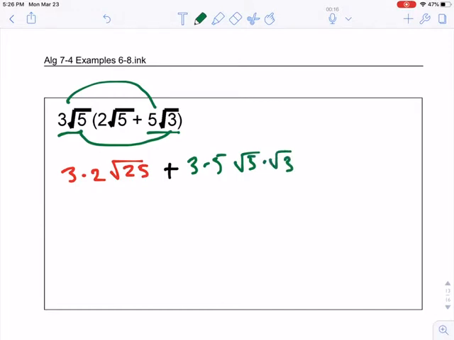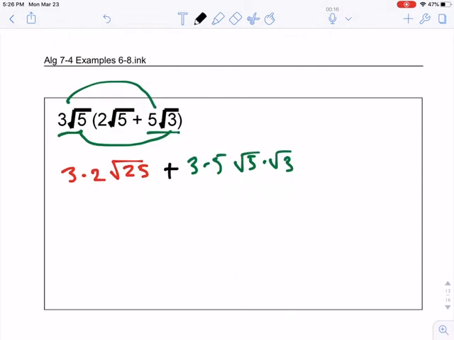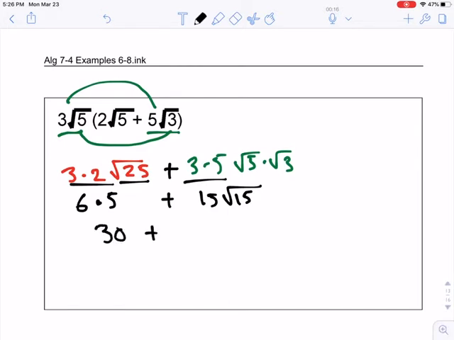All right? So if we start looking at putting everything together, we have 6, because that's what 3 times 2 is. And then the square root of 25 is 5. So you have 6 times 5 over here. And then this gives me 15. And then the square root of 5 times the square root of 3 is the square root of 15. So this simplifies to 30 plus 15 times the square root of 15.